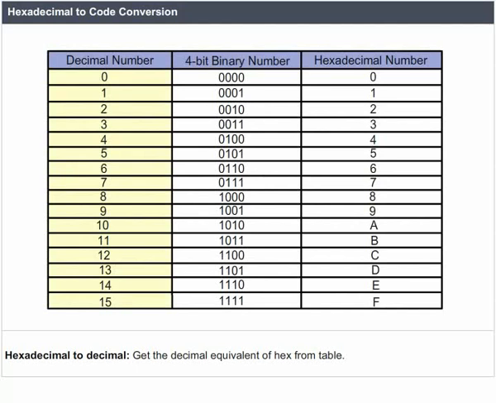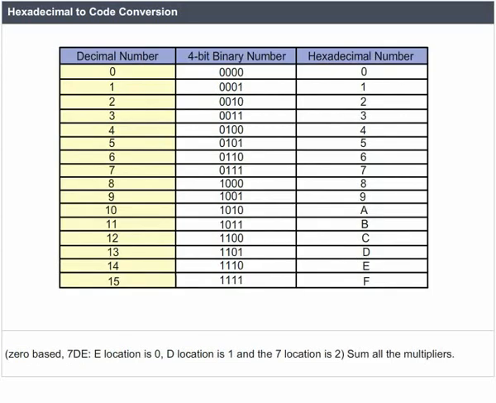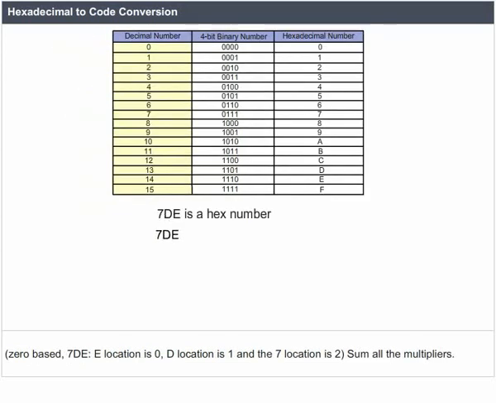Hexadecimal to code conversion. Hexadecimal to decimal. Get the decimal equivalent of hex from table. Multiply every digit with 16 power of digit location. 0 based 7DE: E location is 0, D location is 1, and the 7 location is 2. Sum all the multipliers. Example, 7DE is a hex number.